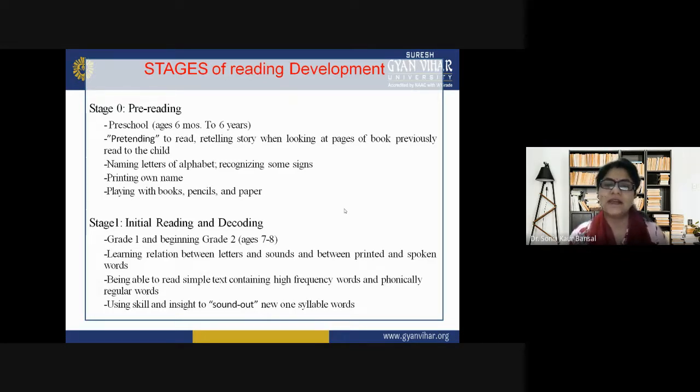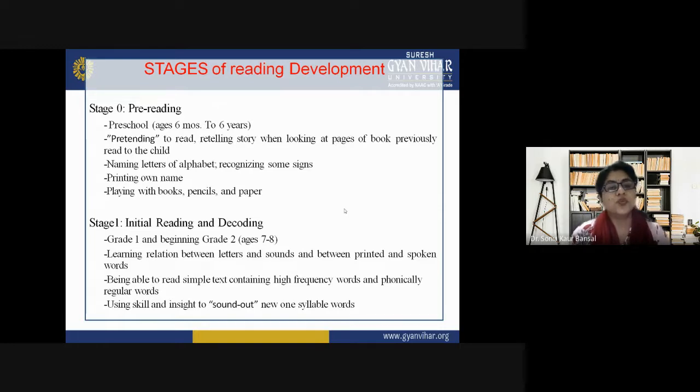When we read something in front of the child, the child understands, okay, this story was told to me with the help of this book. So the child is very smart, and the child thinks that we are understanding it. Naming letters of the alphabet, recognizing some signs, printing own name, playing with books, pencils and paper. So these are the stages of reading development. Stages are going on.